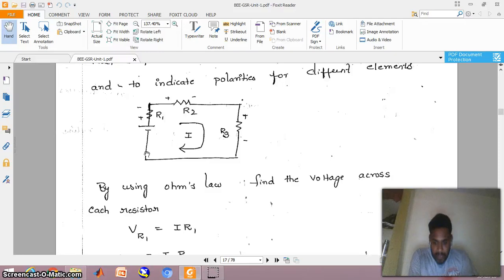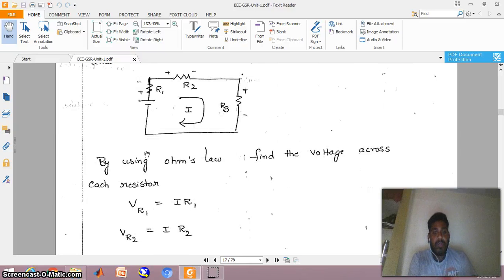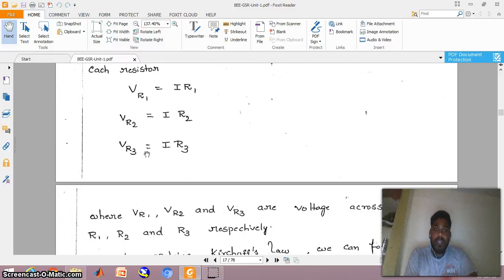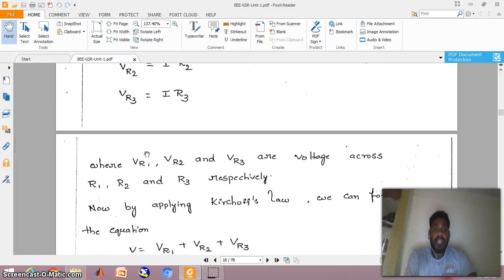So for the voltage across each element, we know voltage V is equal to I into R. At resistance R1, VR1 is equal to the current through that resistor into the resistance value. So VR1 is equal to I into R1. Next, VR2 is equal to I into R2. Similarly, VR3 is equal to I into R3.